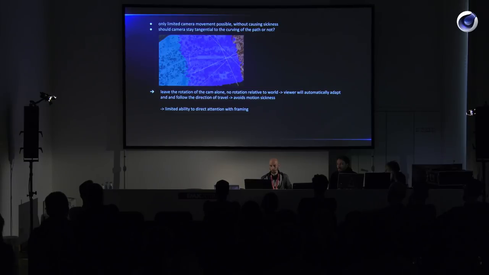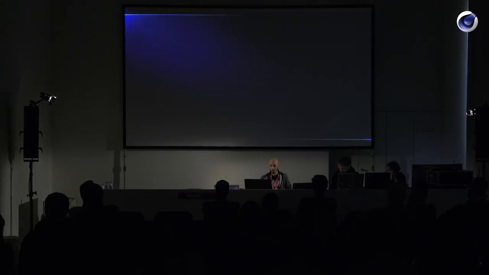So that way, if you cannot really rotate the camera, of course you have a limited ability to direct attention with framing. So you have to find new possibilities. One is, for example, the spatial sound that you can use as a creative tool to direct attention and tell a story or make the viewer look where you want him to look. If camera movement is needed, then rapid speed changes should be avoided and either use a constant speed, or if it should be accelerated, then use a slow acceleration.